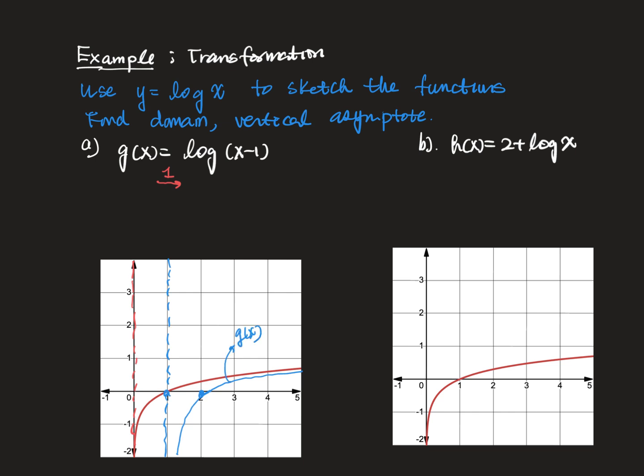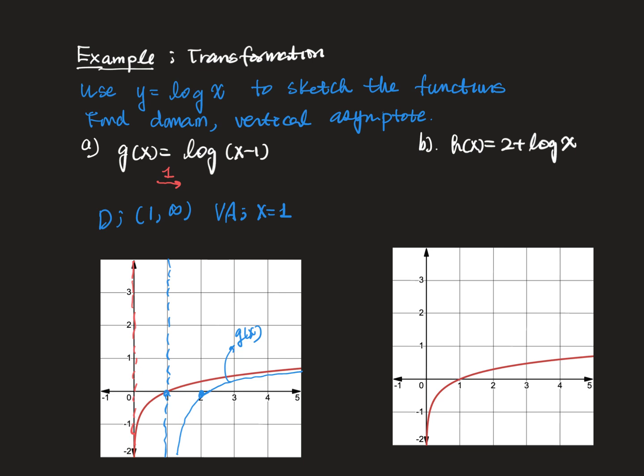Can you notice the domain? What is the domain going to change to here? The domain is going to be (1, infinity). The vertical asymptote is going to be x equals 1. Can you notice? Go to the right.